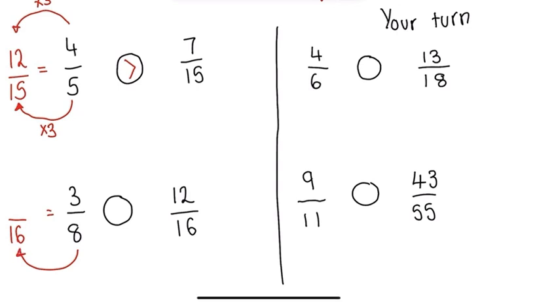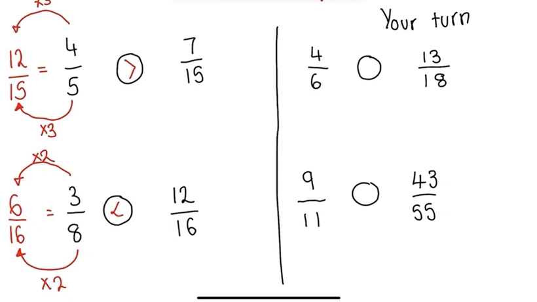What do I times the bottom by? I have to multiply by 2. So that means I have to do the same to the top, which gives me 6/16. So we can see that this time 12/16 would be bigger.